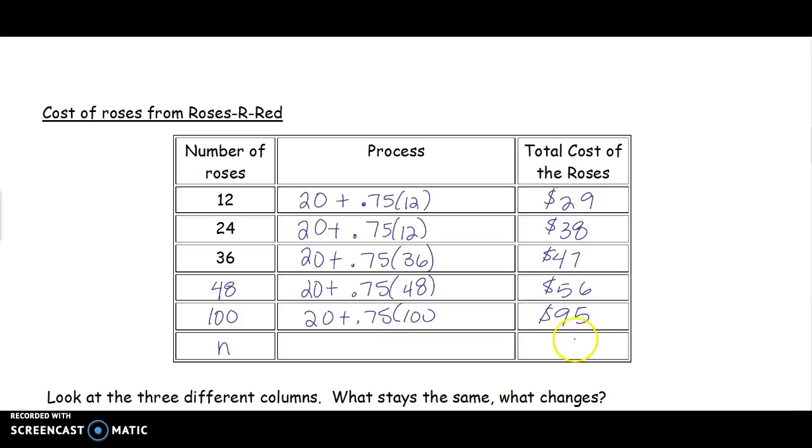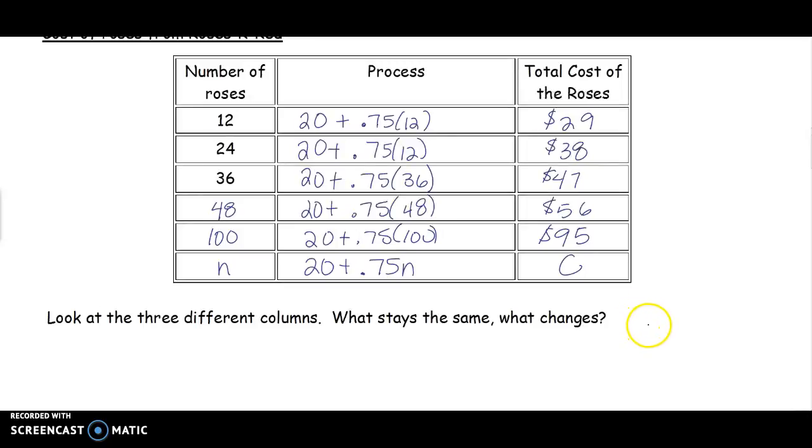So n is going to be part of our function rule. n is the number of flowers that they bought, and it's going to give you your total cost. So what changes in these three columns? The number of roses, the cost, and that's really it. What stays the same is that $20 fee, right? Because that's the one-time fee that you're going to have no matter what.